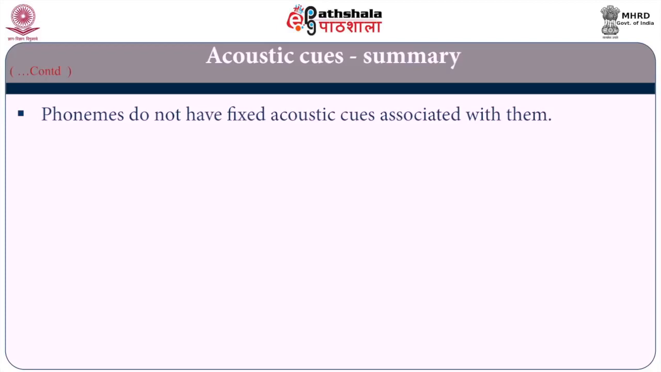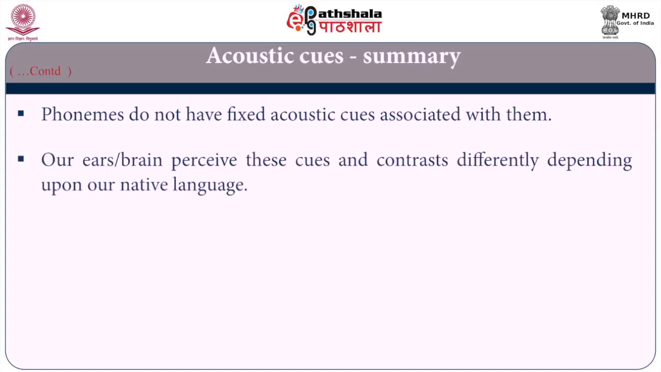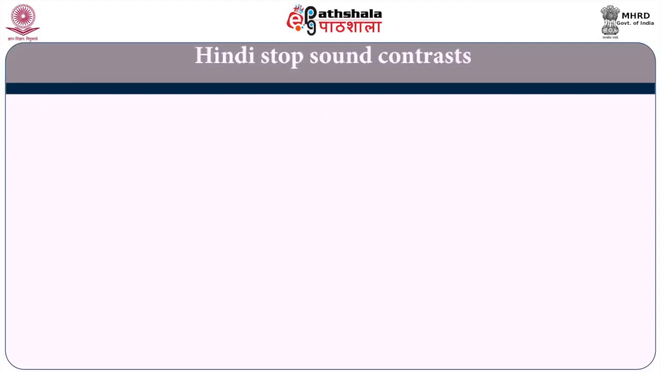These are only examples of some of the acoustic cues corresponding to different phonemes. But you must realize that each phoneme does not have one fixed acoustic cue. They are changing all the time. The acoustic cues are not fixed. Our ears and brain perceive these acoustic cues and contrast the meanings in words differently depending upon our native language. Now this is a difficult point and we need to spend some time thinking about how native language influences speech perception. Let's take an example from Hindi.